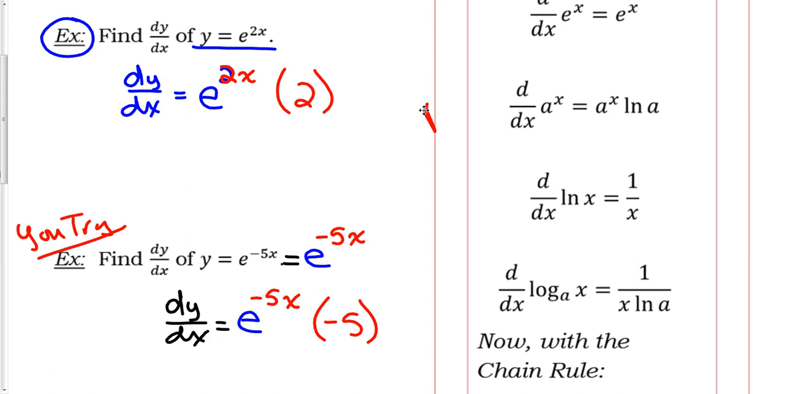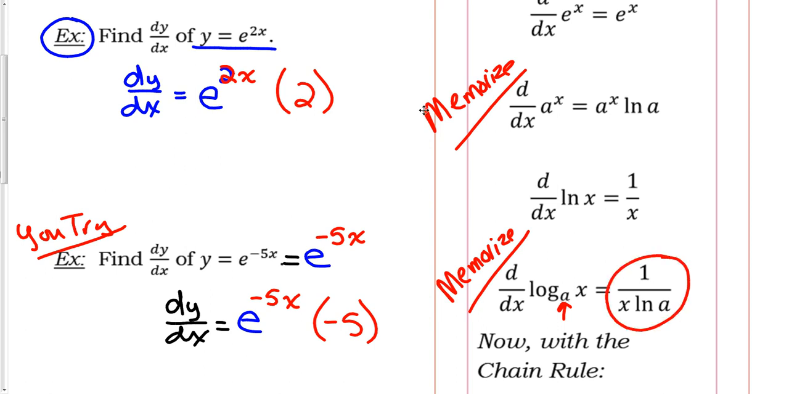So again, I didn't actually write this down, but you do need to memorize this rule, and you need to memorize this one, which I didn't even discuss. But this is when we have logs of different bases. So now I don't have a natural log necessarily. I have a log to a different base, log base 3, log base 10, something different. And that derivative is this. And again, we'll be working with that with the chain rule. Moving on to the next one.